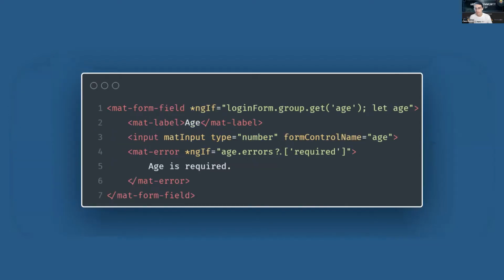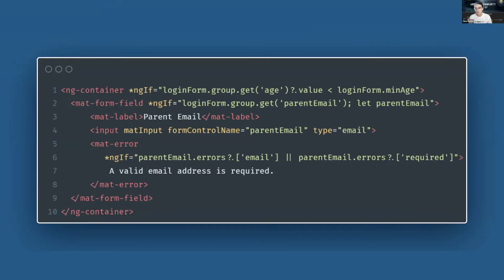The next control was the age. Again, we have a label, input, and error. Nothing special here, but the third one is the one that is in question, and this is the parent email. So lines 3, 4, and 5, again, look the same with the label, input, and errors.